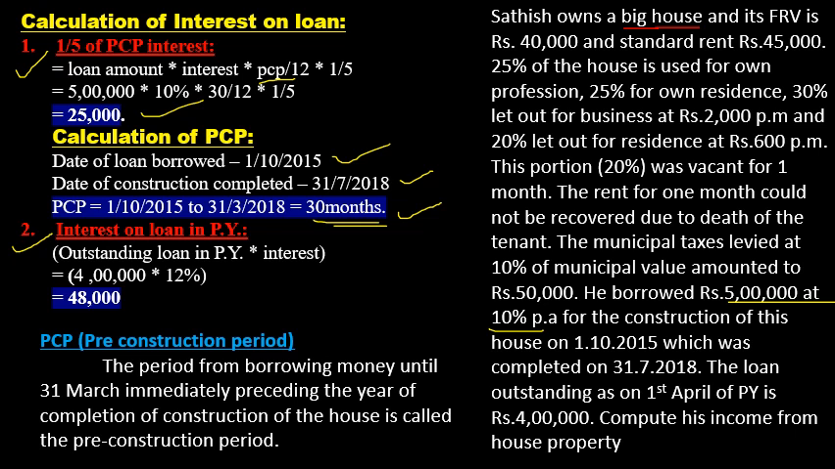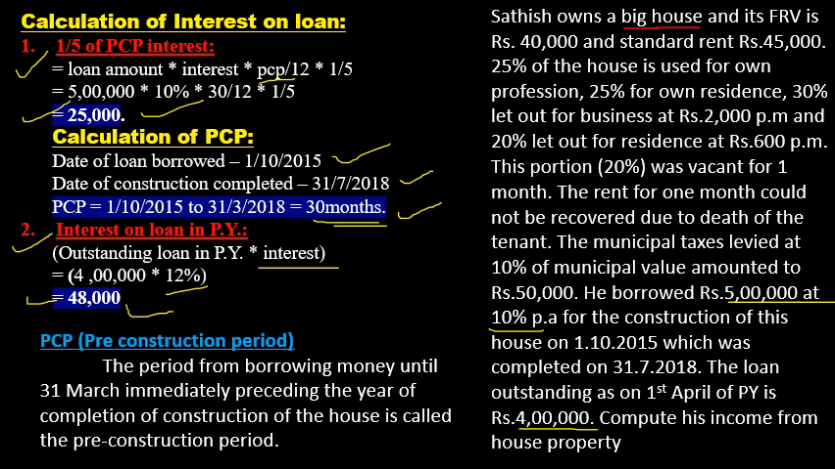The second part is interest on loan in the previous year. It is calculated with the help of outstanding loan in the previous year into interest. The outstanding loan due in the beginning of the previous year is 4 lakh. 4 lakh into the rate of interest of 12% gives 48,000, which is the interest on loan in the previous year. This 25,000 and this 48,000 is the interest on loan for that particular house, which has to be divided into 4 parts.